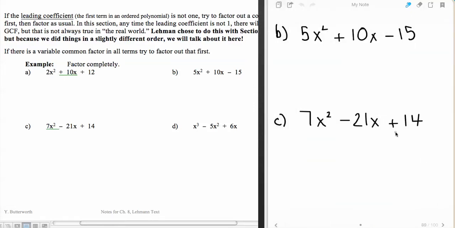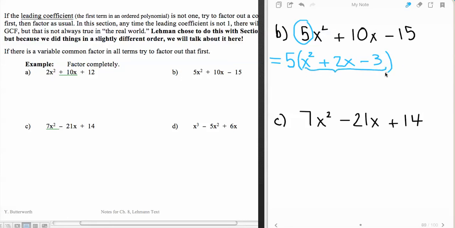All right, let's take a look at the next one here. What do you see in common there? Well, hopefully you said, oh, I see a 5 in common, right? So the first thing you notice is this isn't 1. So look for a GCF. So take out that GCF of 5. That leaves me with x squared in the first term, plus 2x in the second term, minus 3 in the third term.